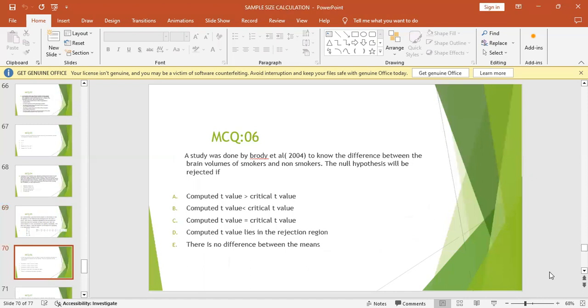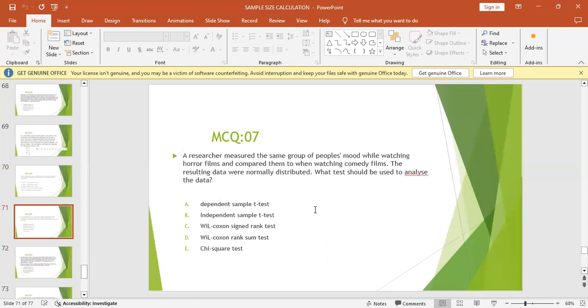MCQ number 6. A study was done by Brody et al. in 2004 to know the difference between the brain volumes of smokers and non-smokers. The null hypothesis will be rejected if the computed t-value is greater than the critical t-value, computed t-value is less than the critical t-value, computed t-value equals the critical t-value, computed t-value lies in the rejection region, or there is no difference between the means. Yes, it's B. We will reject the hypothesis if the computed t-value comes lesser than the critical t-value.